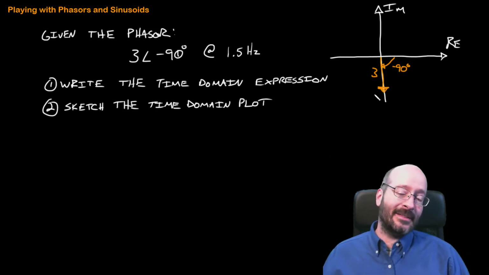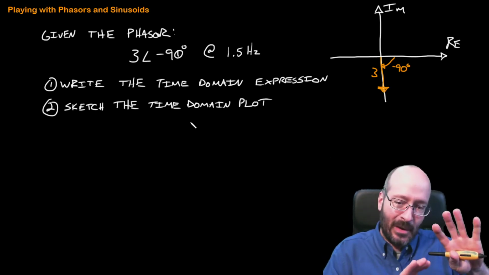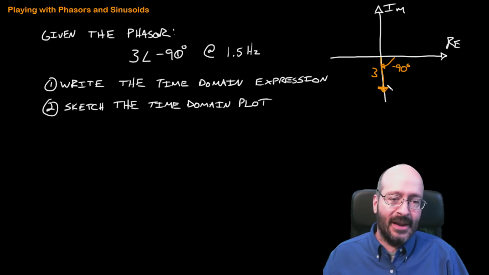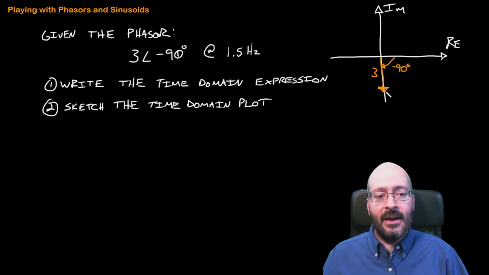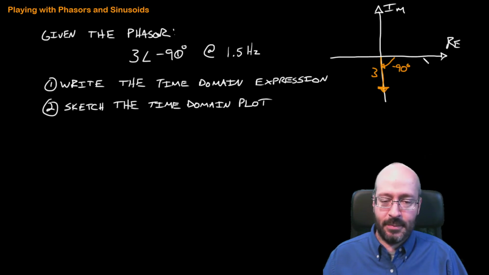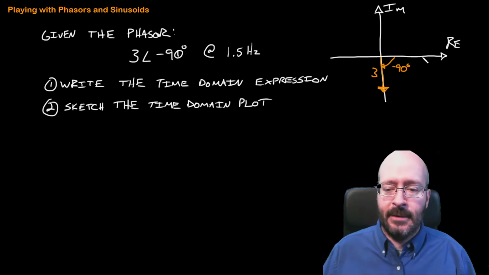As this spins clockwise, ultimately what I'm trying to do is get some intuition. As it spins clockwise, on the time domain plot it's going to start at 0, because that's where the point is along the real axis, and it's going to start to get more positive until it heads toward the positive peak of 3. That's what I would expect it to do. We'll see if that's what it actually does.